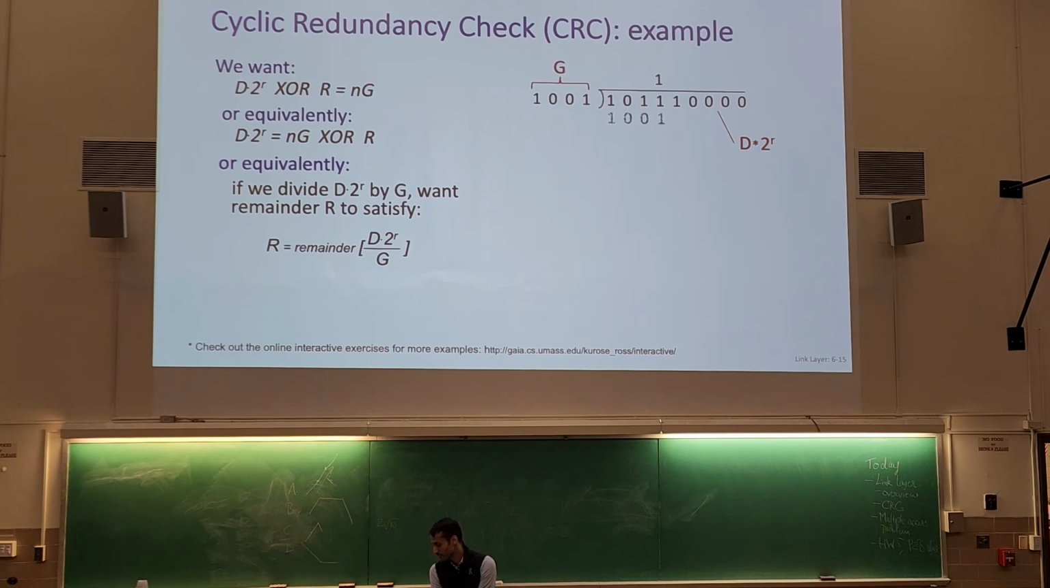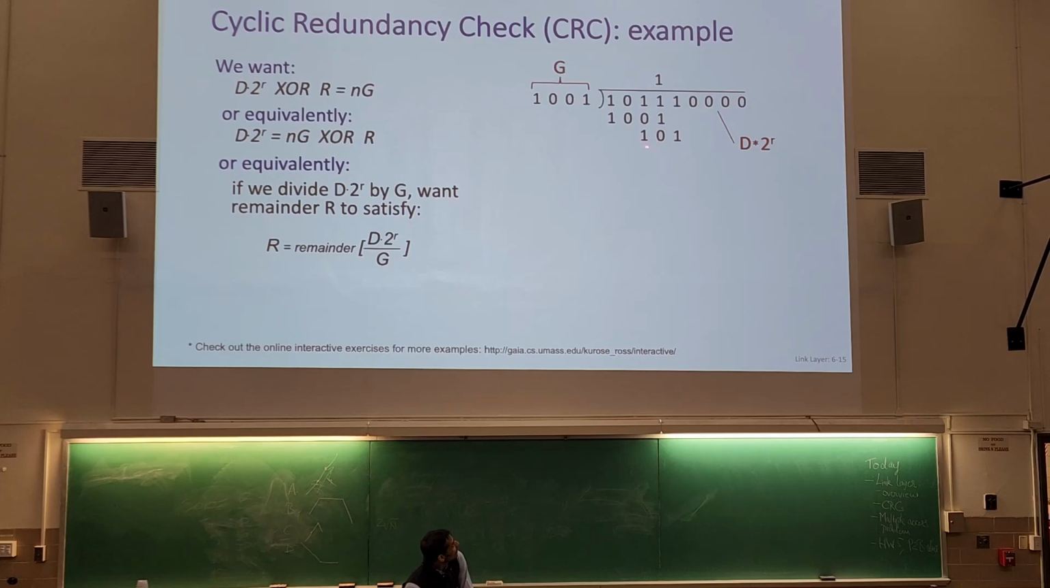That's step 1, right? 1001 times 1 is just itself. Notice what we're doing here. What we would normally do here is subtraction, right? When you're doing long division. But in XOR, subtraction and addition are the same. 1 XOR 1 is 0, 1 XOR 0 is 1.